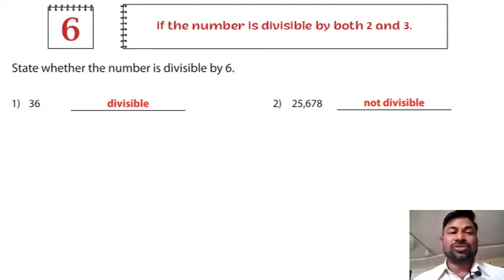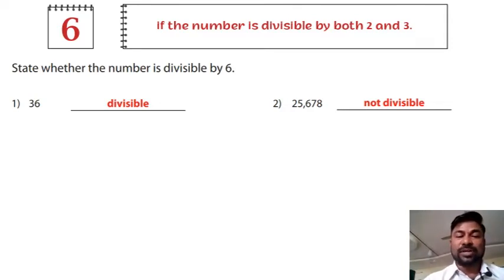So if you see the screen, I'm talking about the divisibility rule of 6. When can we say that a number is divisible by 6? The rule says, if a number is divisible by both 2 and 3, I repeat, if a number is divisible by both 2 and 3, then I can say that particular number is divisible by 6. Let us see a few practical examples.